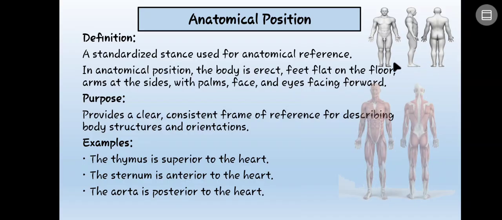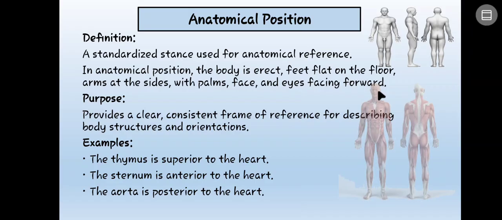The arms are at the side of the body. So the arms of the person are supposed to be at the side of the body, with the palms, the face, and then the eyes facing forward, or pointing forward. This is what we refer to as anatomical position. The body is supposed to be erect.